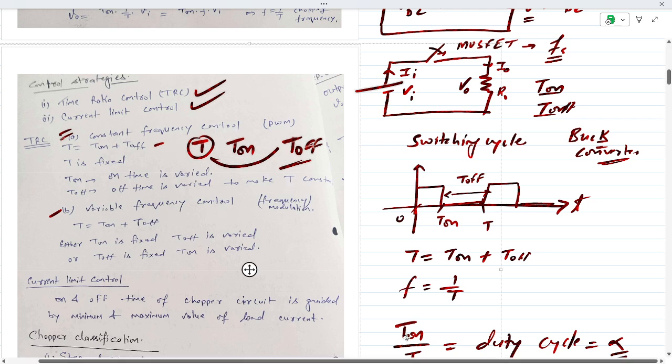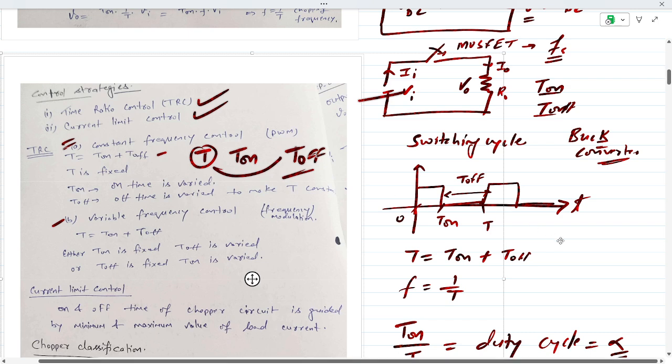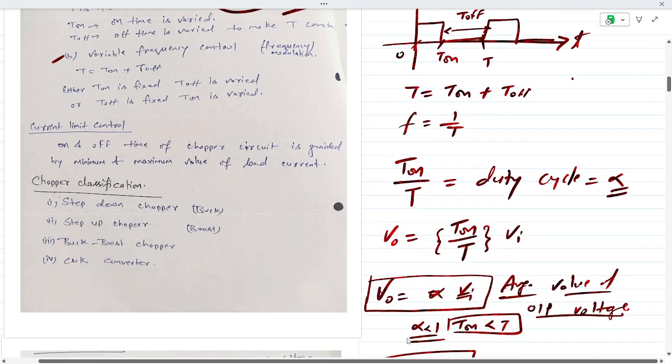The second one is the variable frequency control. It means if we are changing the T on, we do not change the T off. So in this way we are varying this capital T, and that's why this scheme is known as the variable frequency control. And the second control strategy is the current limit control. In the current limit control, the duty cycle of the chopper is guided by the minimum and maximum value of the load current. So these are the two very important control strategies: the time ratio control and the current limit control.